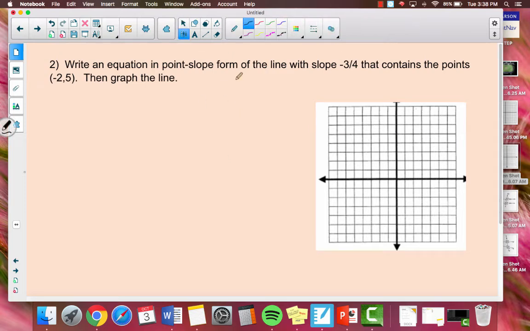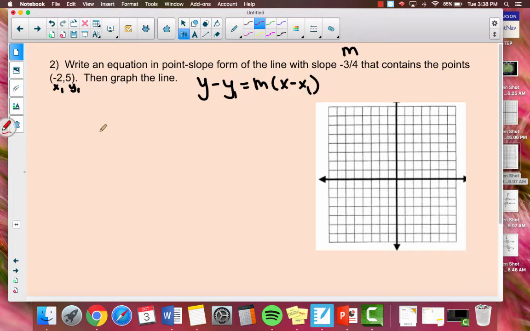So point-slope form, remember, point-slope form looks like this: y minus y1 equals m times x minus x1. And you're going to want to know that. It says the slope is -3/4, so that's your m. And then here's your point, so this is going to be the x1 and the y1. So you're going to plug in a -2 and a 5 into your equation.